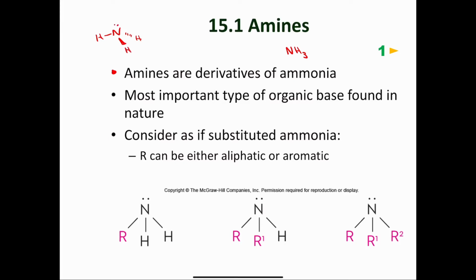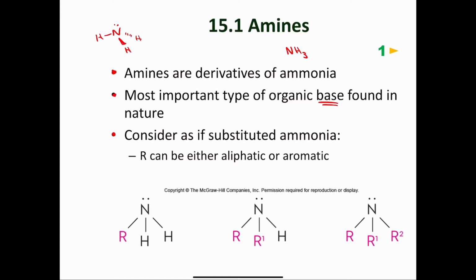It says here that amines are the most important type of organic base found in nature. So in fact, amines are bases. Okay, so amines are bases. And it says here that we can consider amines like substituted ammonia. So it says here that R can be either aliphatic or aromatic.